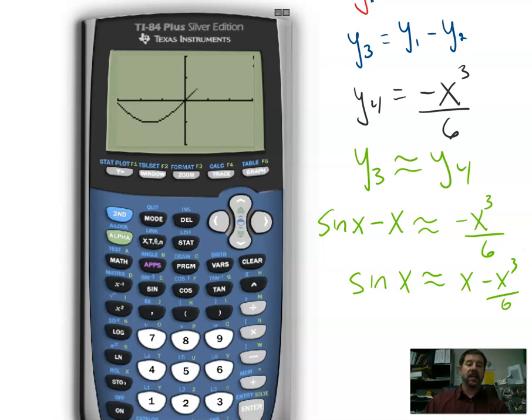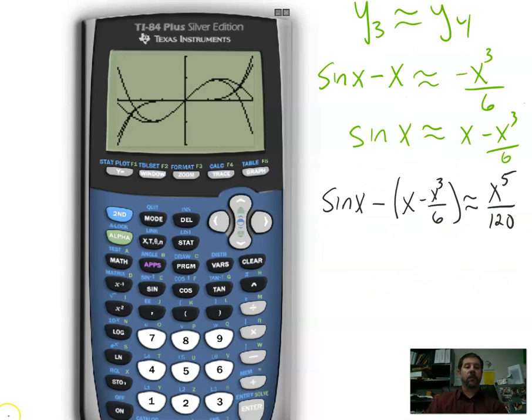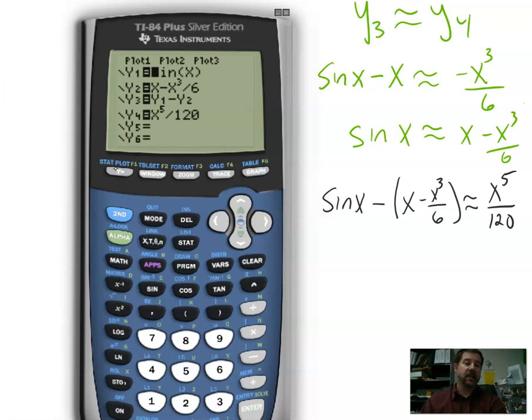And here comes sine x. Here comes our approximation for sine x. Here comes the difference between those two things. And then now here comes our approximation for that difference. And again, it looks pretty darn close, right, except for at the very ends. So I think, again, x to the 5th over 120 is a pretty good approximation. And now working similarly like we did before, y1, which is sine x, minus y2, which is x minus x cubed over 6, that difference is pretty close to x to the 5th over 120.